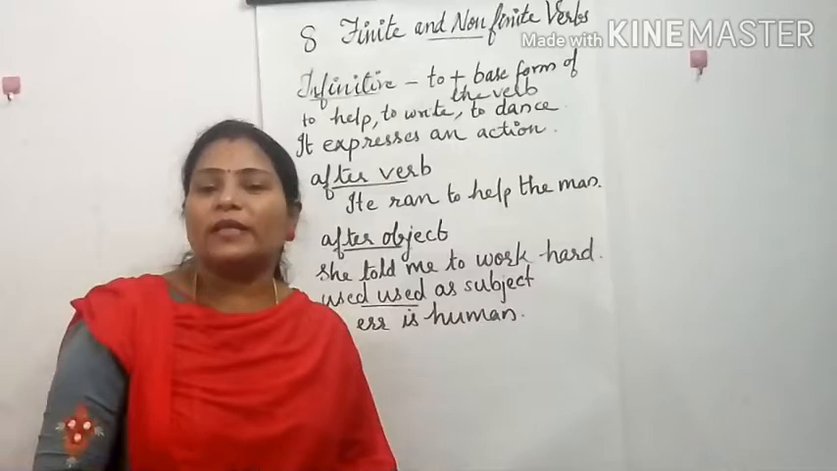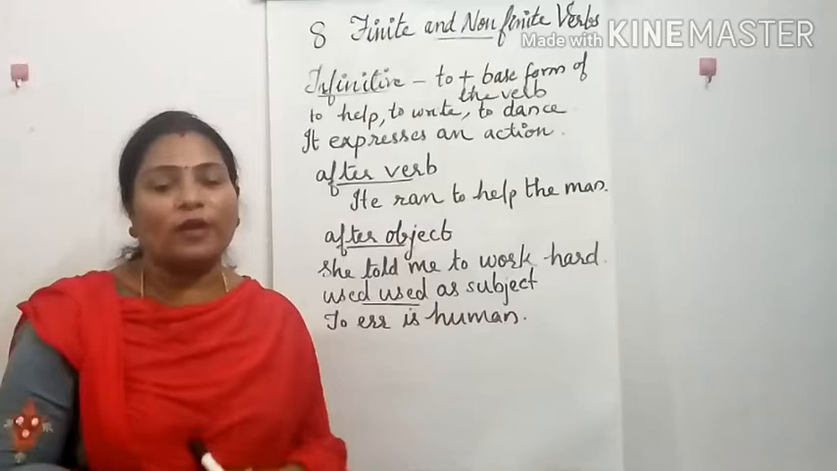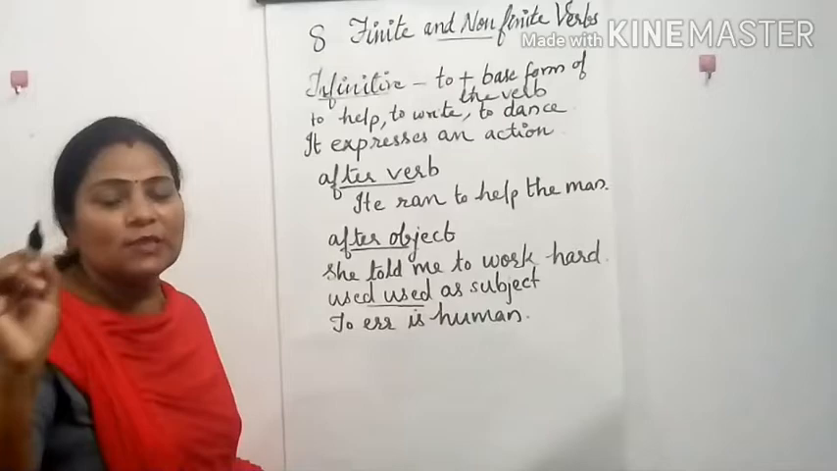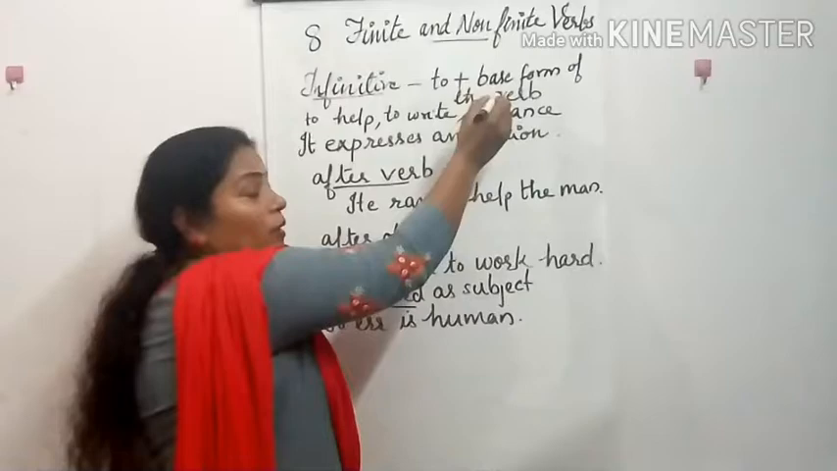Okay. So, what do you mean by infinitive? Infinitive means a verb with 'to' in front of it. That means to plus the base form of the verb. Base form of the verb means the plain form. Eat, help, run, all these are base forms.